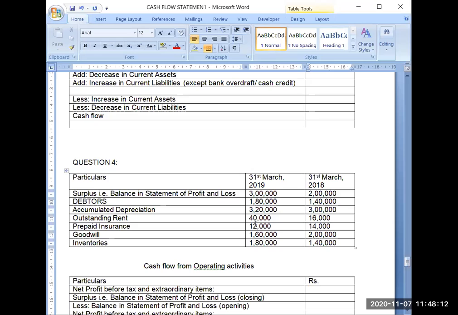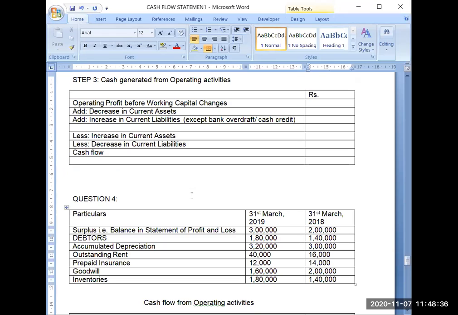Can I say that if I'm giving 40,000 more credit to my debtors, my cash will be reduced by 40,000? Yes. Because my cash is reducing by 40,000, I will reduce the debtors by 40,000. I will subtract 40,000.